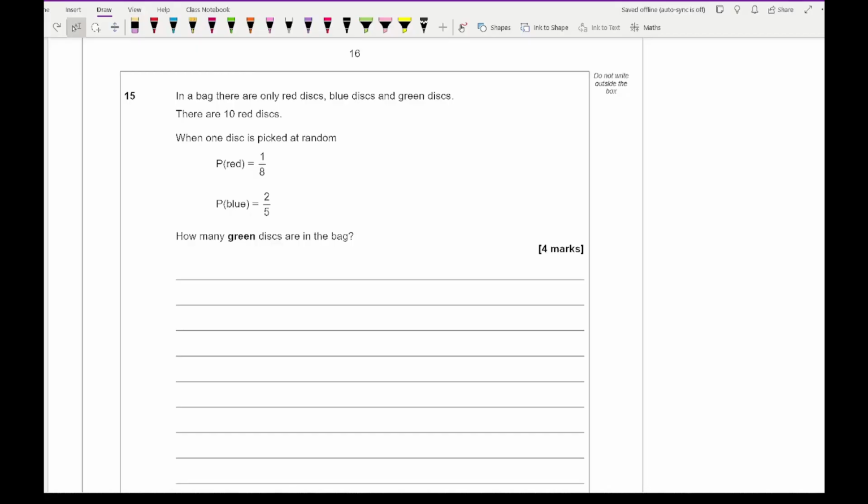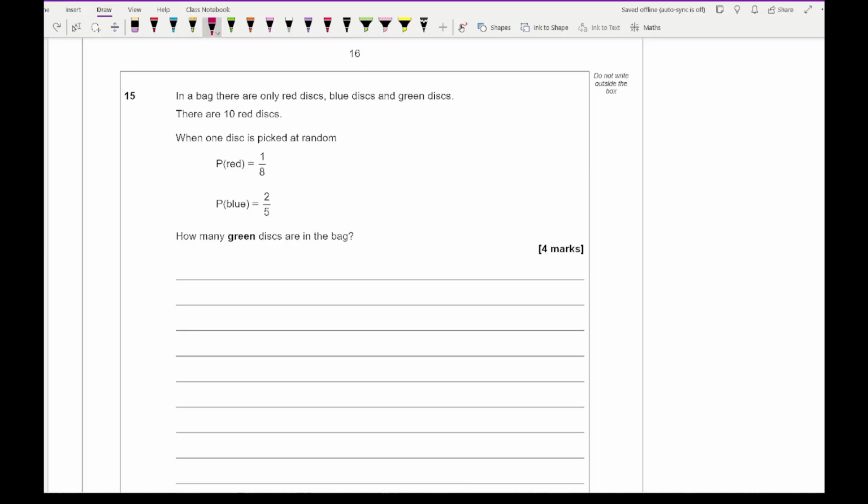So then moving on to question 15, it says in a bag there are only red discs, blue discs and green discs. There are 10 red discs. When one disc is picked at random, the probability of selecting a red is 1 over 8. The probability of getting a blue is 2/5. How many green discs are there in the bag? So let's have a look.